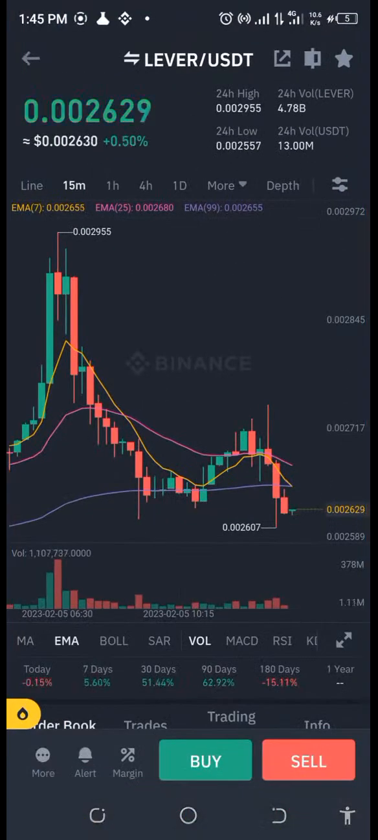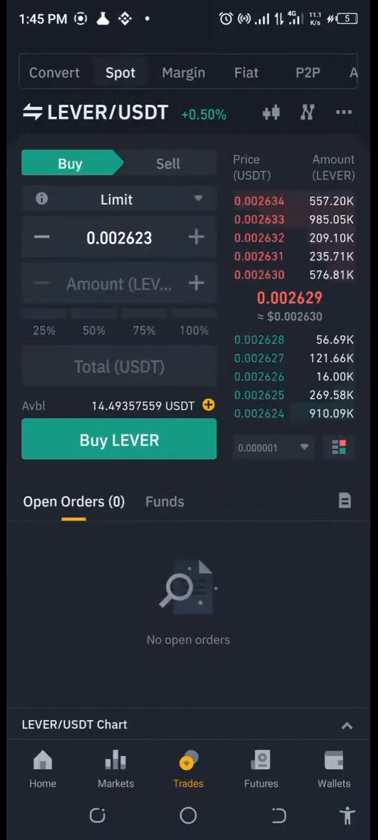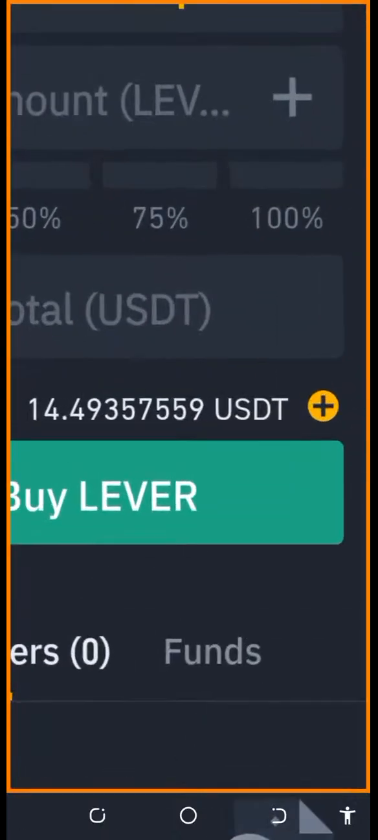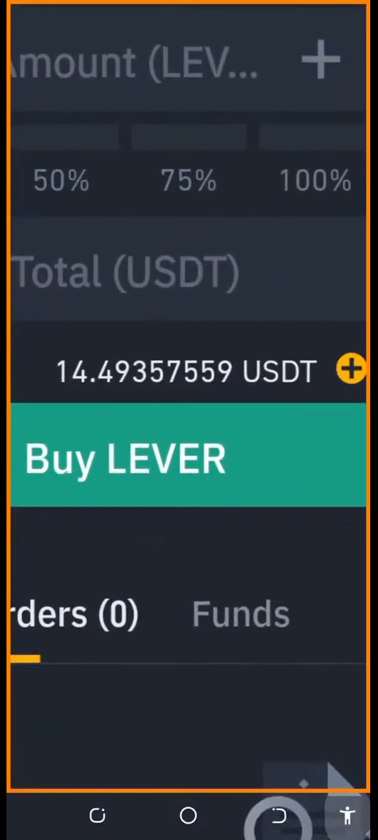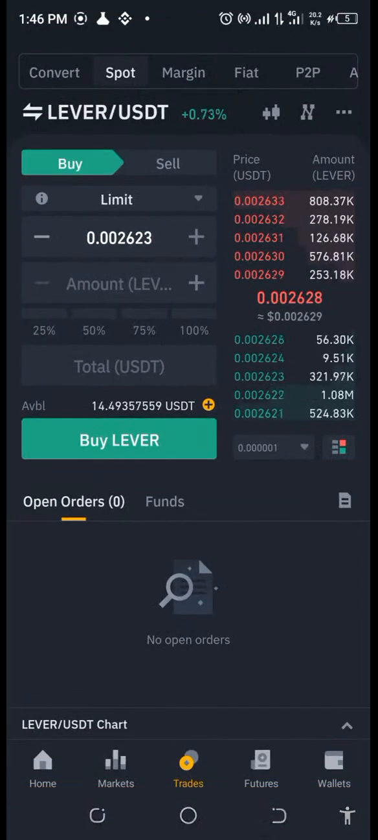So we're going to actually buy this coin by limit, but we're going to put our own price. We're going to put it slightly lower than what we have here. Currently this is a market price, but we're going to buy by limit. So how much do we have here? We have 14.4935.